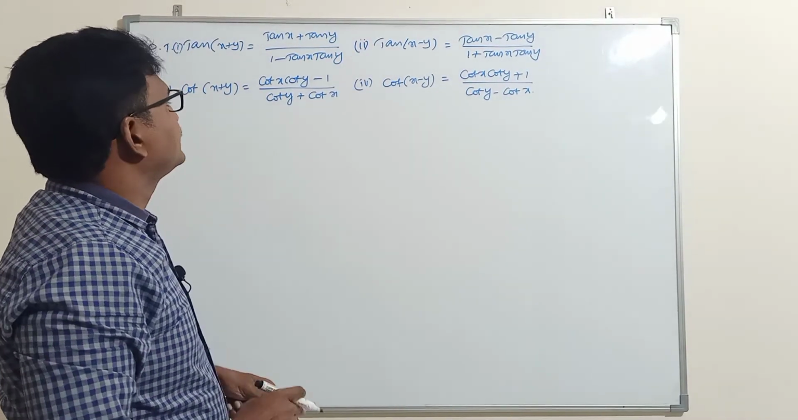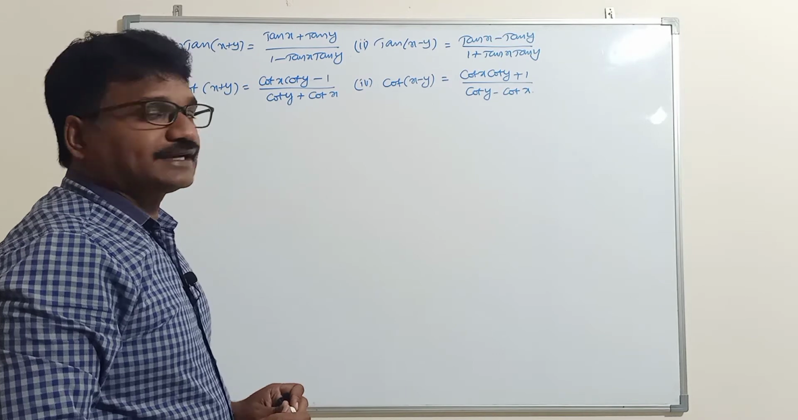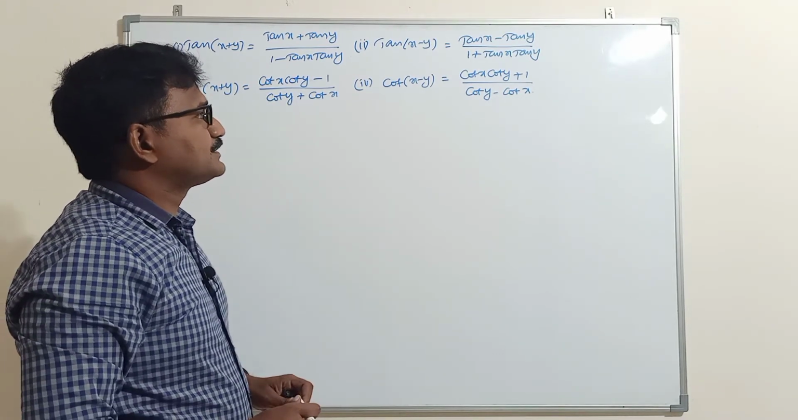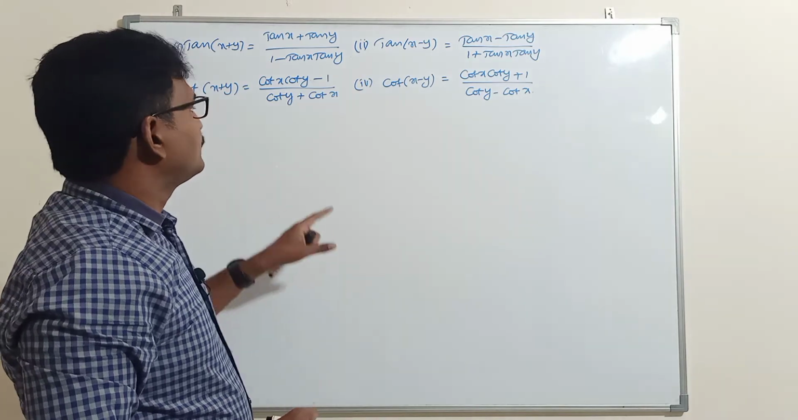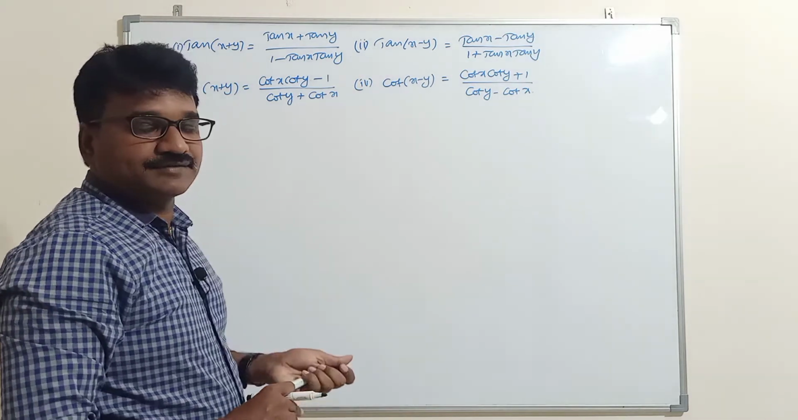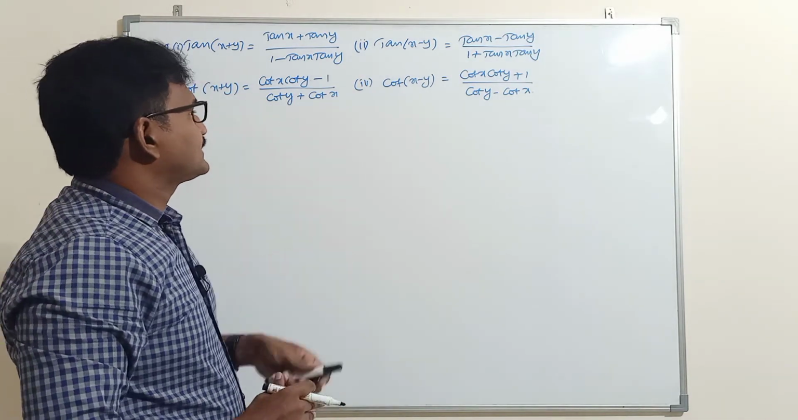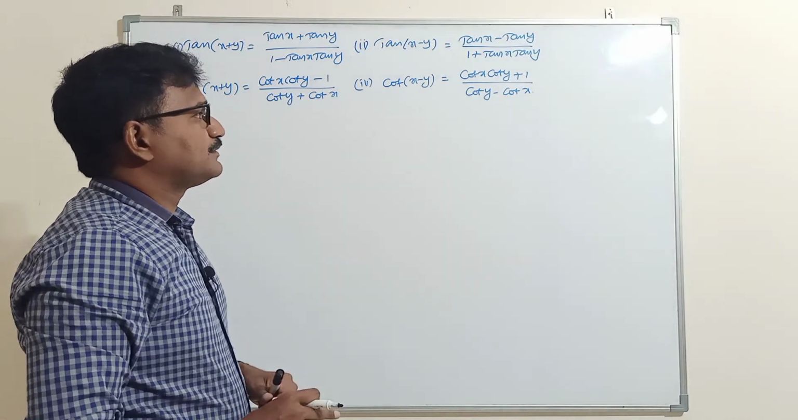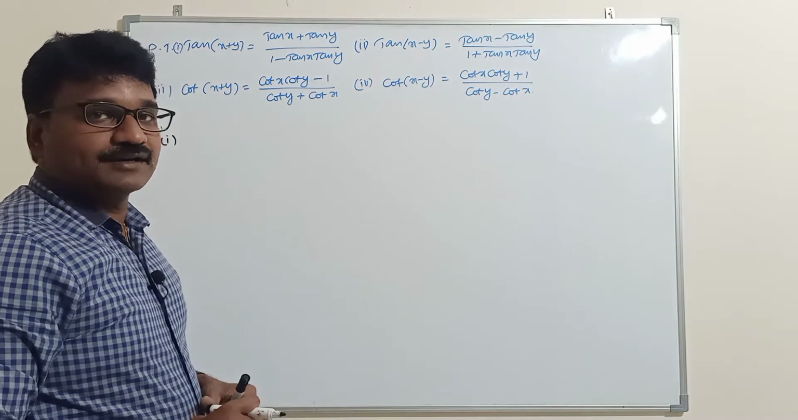Next question: prove that tan of x plus y is equal to tan x plus tan y by 1 minus tan x tan y. Tan of x minus y is equal to tan x minus tan y by 1 plus tan x tan y. Similarly, cot of x plus y is equal to cot x cot y minus 1 by cot y plus cot x. Cot of x minus y is equal to cot x cot y plus 1 by cot y minus cot x.